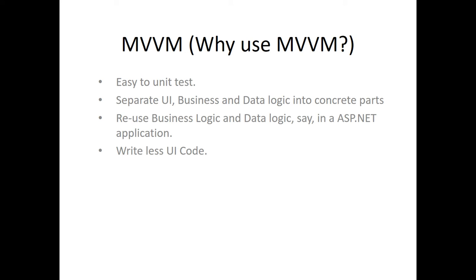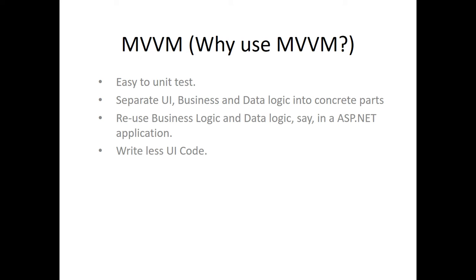So why do we want to use MVVM? I like separation of concerns as a good piece. It's easy to unit test. I'm going to be naughty and not do any unit tests today. I'm going to be testing it, but I'm not going to be writing unit tests, because I want to speed up the process. But you should. You should always write unit tests.